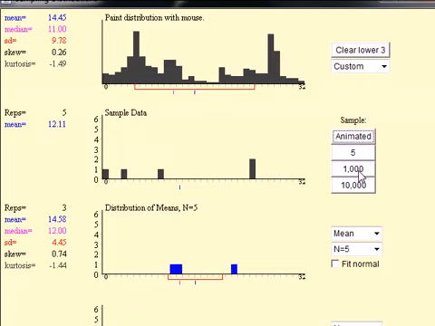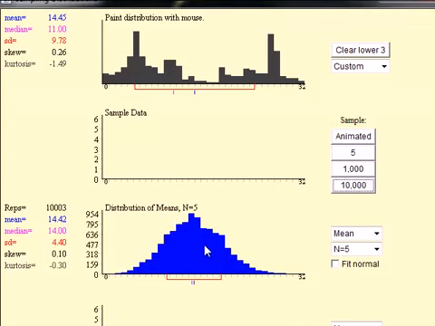Just to be clear, this program is actually generating the random numbers. This isn't like a rigged program. It's actually going to generate the random numbers according to this probability distribution function. It's going to take 5 at a time, find their means, and then plot the mean. So if I click 10,000, it's going to take 5 numbers from here 10,000 times, find their means 10,000 times, and then plot the 10,000 means here. So let's do that.